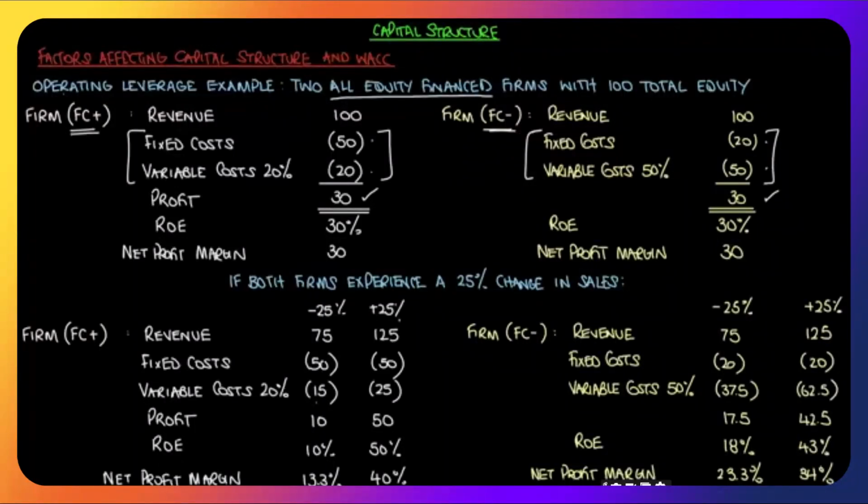In this base case scenario, for FC Plus, we had ROE of 30%, profit of 30, 100 equity, and a net margin of 30 because, for simplicity, we've set revenue and equity to be equal. And the same for FC Minus. But let's see what happens when we get a 25% change in sales, a drop and an increase of 25%. Well, follow through the calcs. Revenue drops to 75 or goes up to 125.